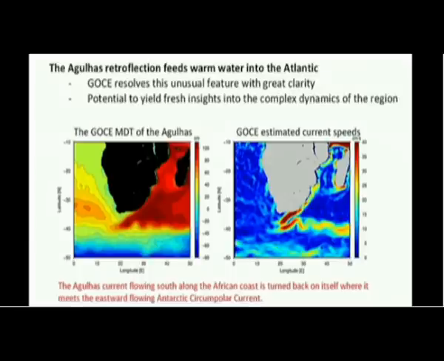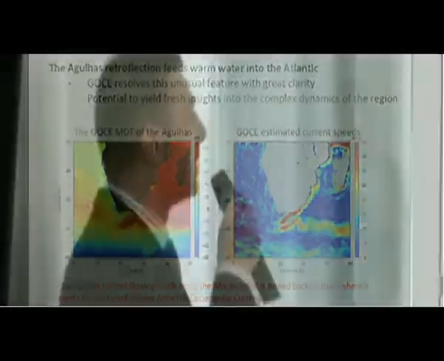Africa, the Cape of Africa, it interacts with the eastward flowing, very strong ACC, the Antarctic Circumpolar Current, and that causes it to bend back on itself, or retroflect. That tip is resolved very, very clearly now with the GOCE data. Every so often, at regular intervals, the tip pinches off and injects relatively warm water into the Atlantic, and that helps feed this process of overturning. These eddies are called Agulhas rings.